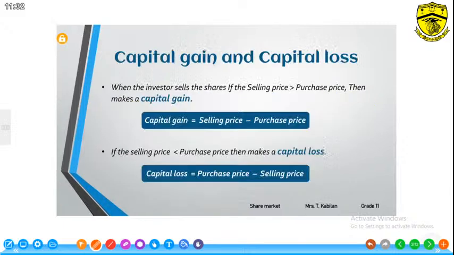Another important thing, capital gain and capital loss. This is very important. Here, when the investor sells shares, they may make a profit or incur a loss, right?